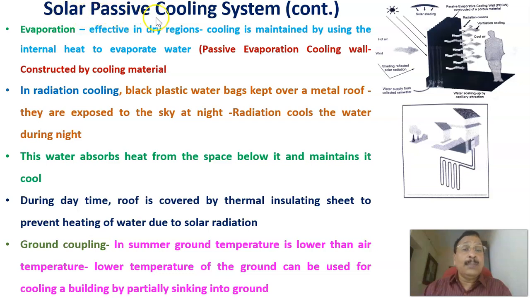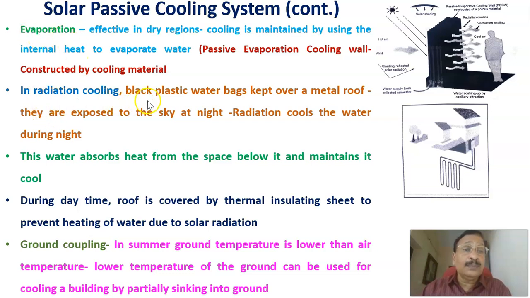Next is the solar passive cooling system, continuing with evaporation. Evaporation is effective in dry regions. Cooling is maintained by using the internal heat to evaporate the water. A passive evaporative cooling wall is constructed from cooling material, and when the material evaporates, it cools the space near it. That is the evaporation method.